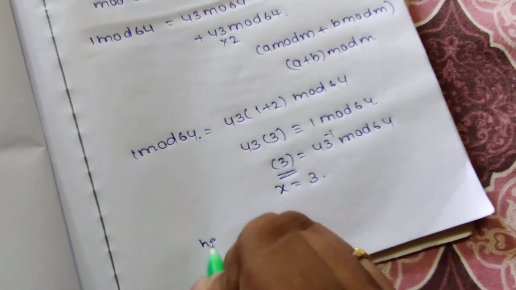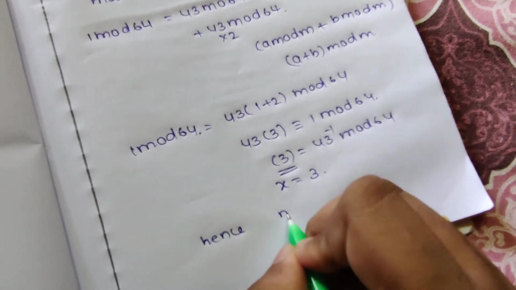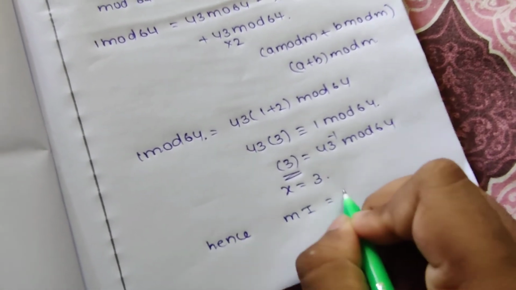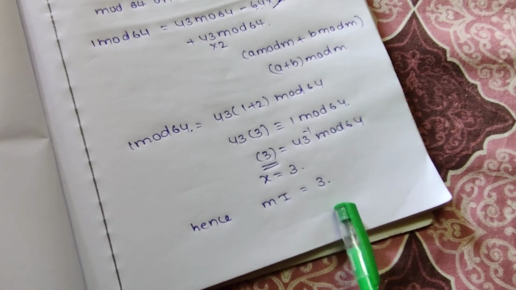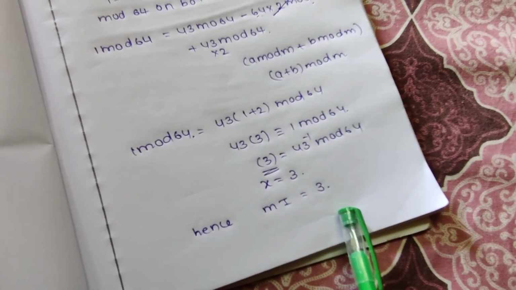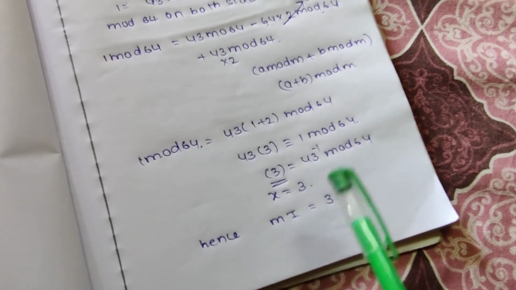Hence, the multiplicative inverse is 3. Okay, hence the multiplicative inverse is 3. For more clarity, I will explain another sum.